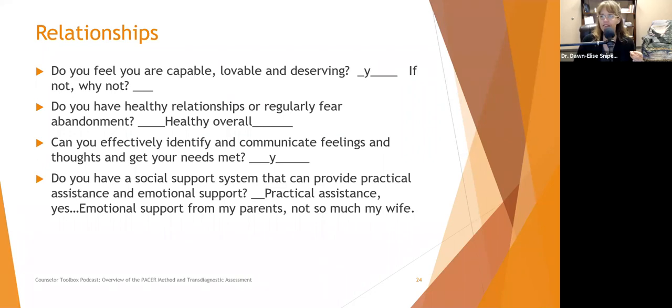Can you effectively identify and communicate feelings and thoughts and get your needs met? Yes. That seems to conflict with what he has been saying. But okay. Do you have a social support system that can provide practical assistance and some emotional support? Practical assistance, yes. His parents live close by, and his wife's there, and his kids are there, so he can get people to run errands or help him out with stuff. Emotional support, he says his parents are great about giving him emotional support, but his wife is kind of over it. So that may be another area that we need to look at.